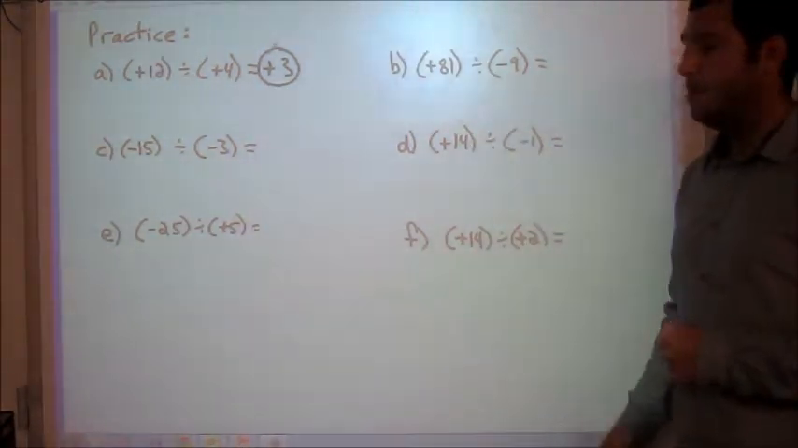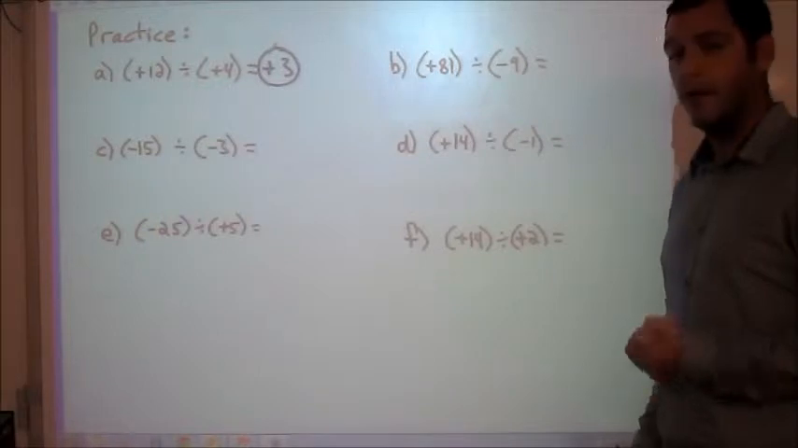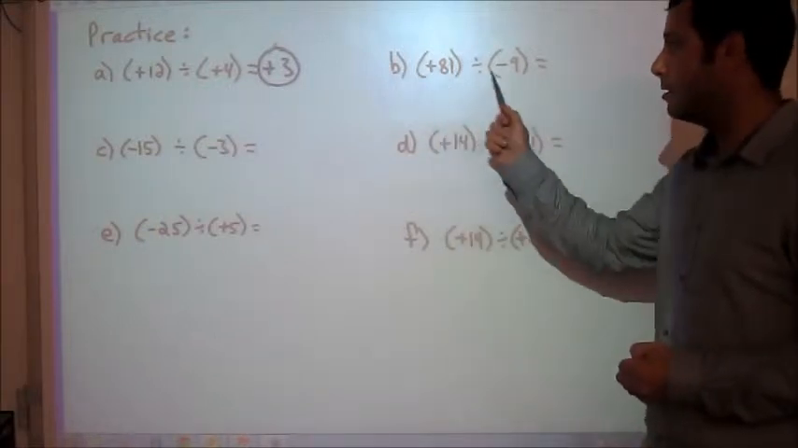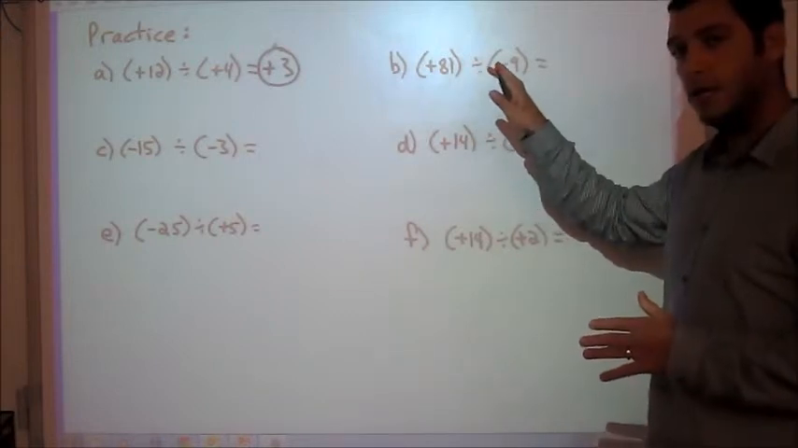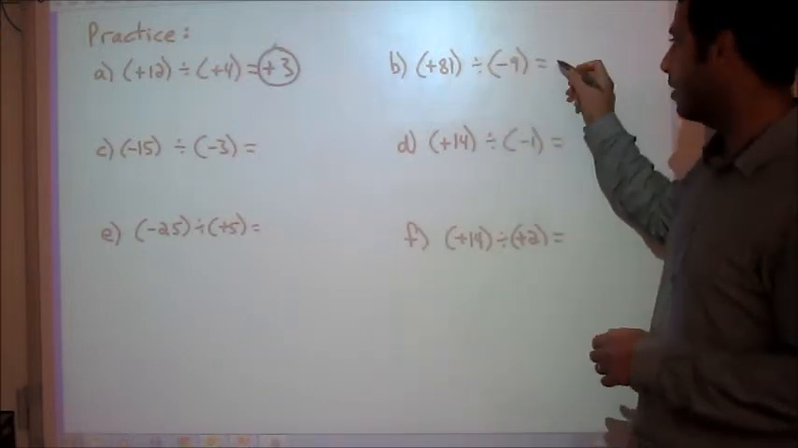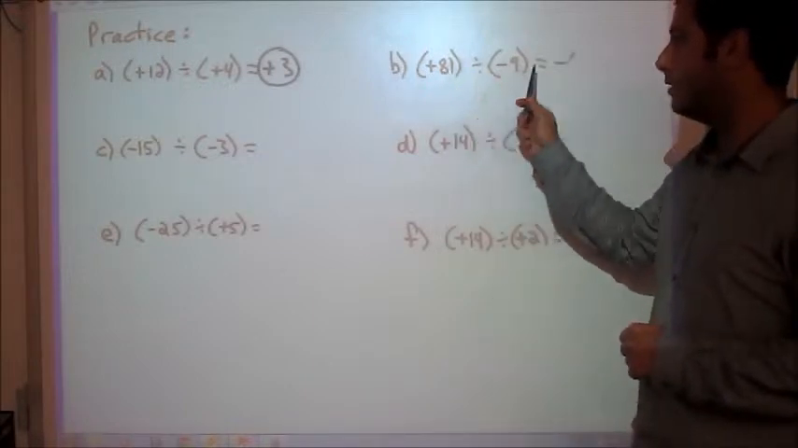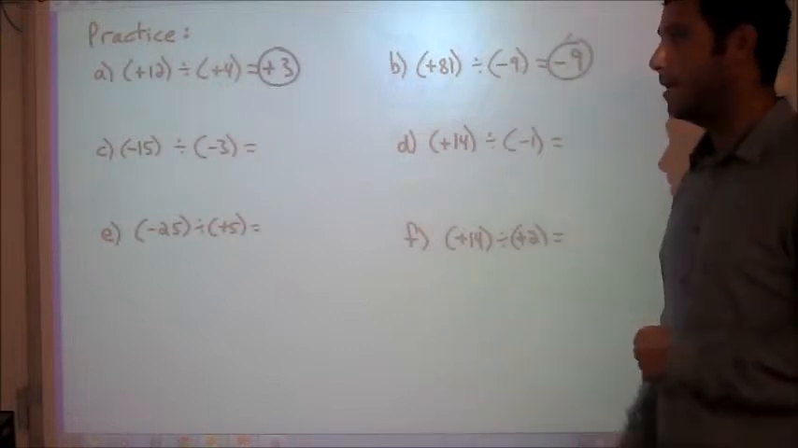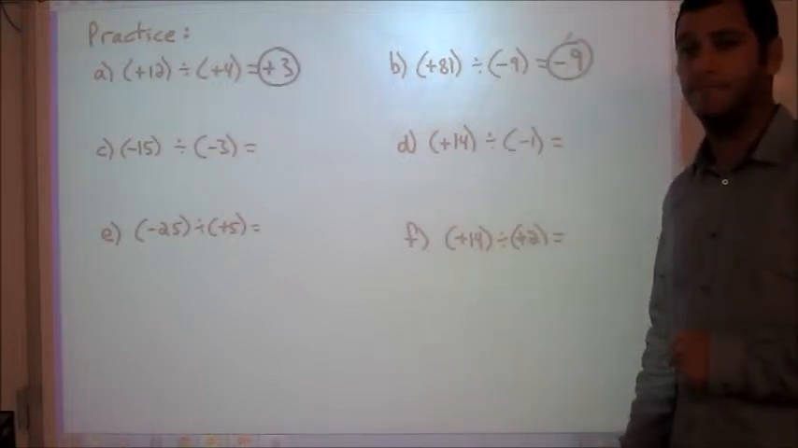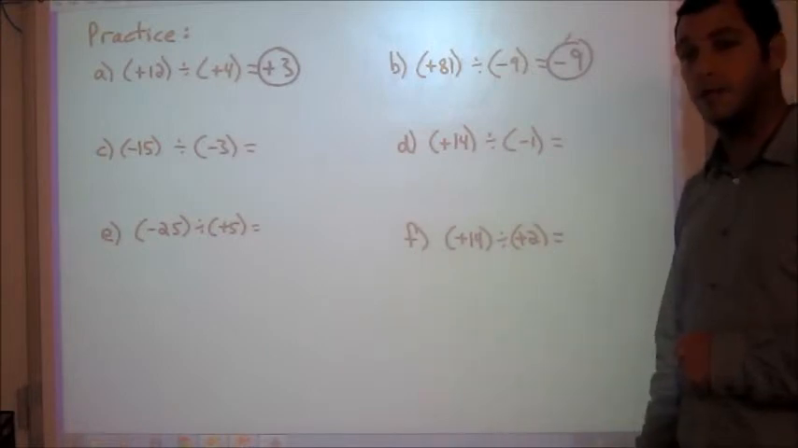B, positive 81 divided by negative 9. Have a look at the signs. I have a positive and a negative. So before I even actually calculate the quotient, I know that it is negative. 81 divided by 9 is 9, and this is going to be a negative 9. Now you try the last 4 and check your answers at the end of the video.